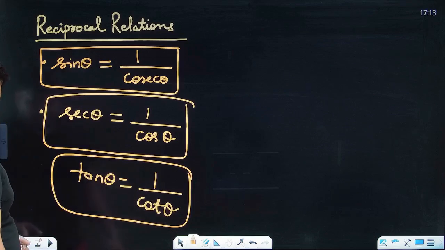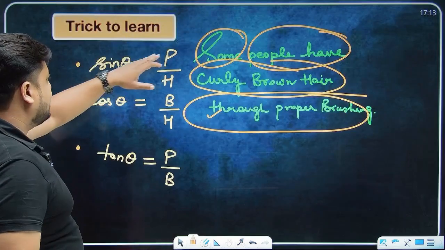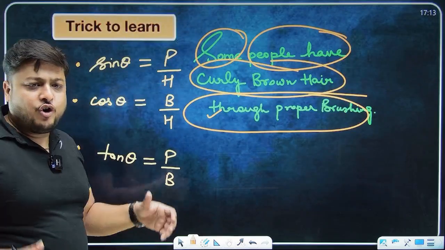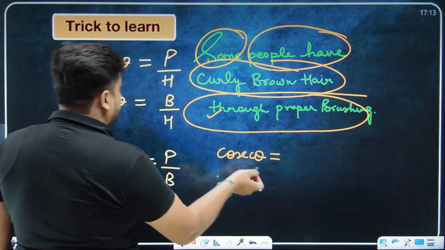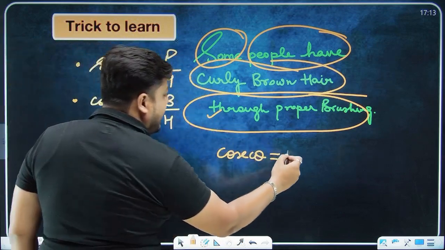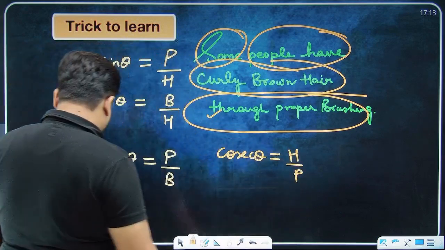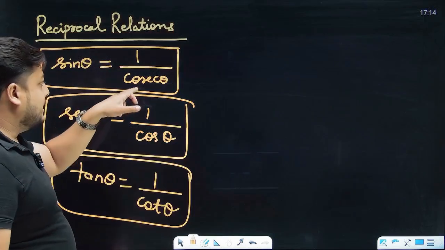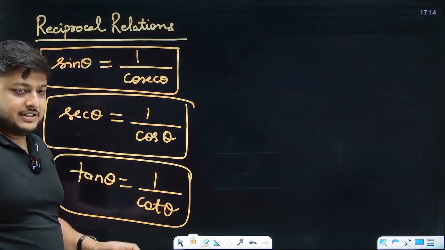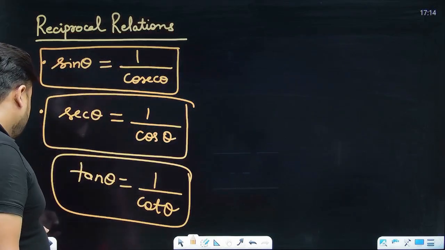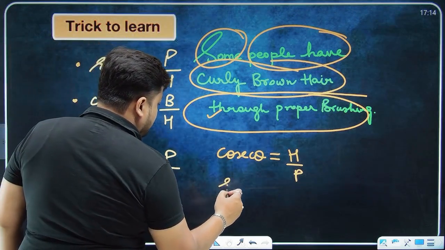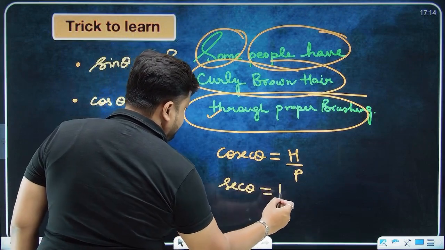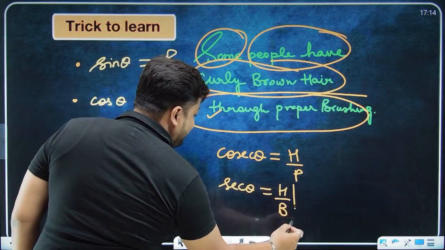So if we learn these three ratios, like sin theta is P upon H, right? So what will be cosec theta? It will be the reciprocal of sin theta, so it will be H upon P. See in the next slide, sin theta and cosec theta are reciprocals of each other. Similarly, sec and cos are reciprocal. So if we have cos theta B upon H, so sec theta will be H upon B only.